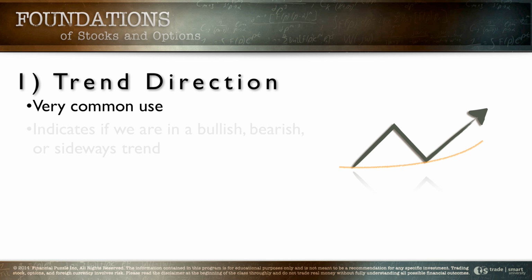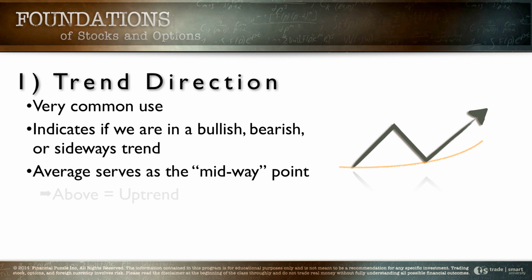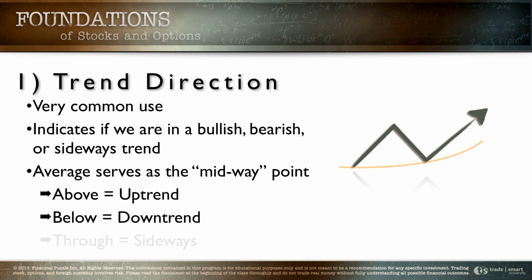So as we talk about trend direction, this is the most common way of using the moving averages. And what it does is it indicates whether we're bullish or bearish or maybe moving sideways in a trend overall. Here's how it works. The average serves as the midway point. Just think of it this way.